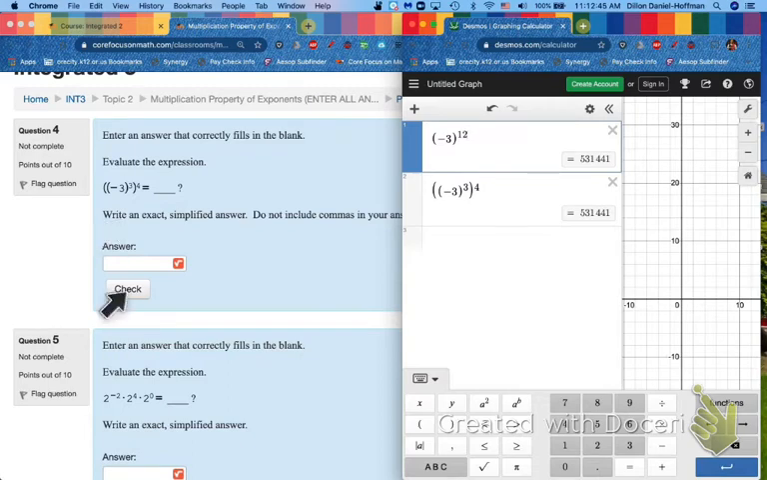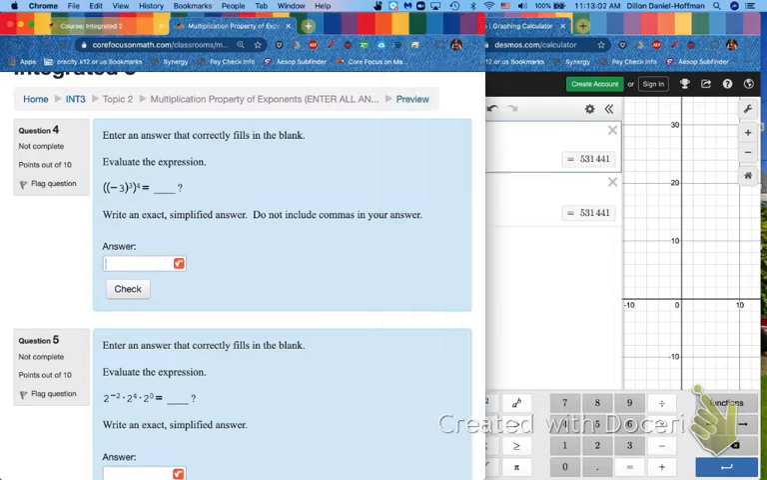So if you have a situation like number 5, it's 2 to the, and we add all these powers together. But if it is not that situation, and we have instead powers raised to powers like this, you just multiply the two little numbers together. And whatever number you get, 531,441, we've got.